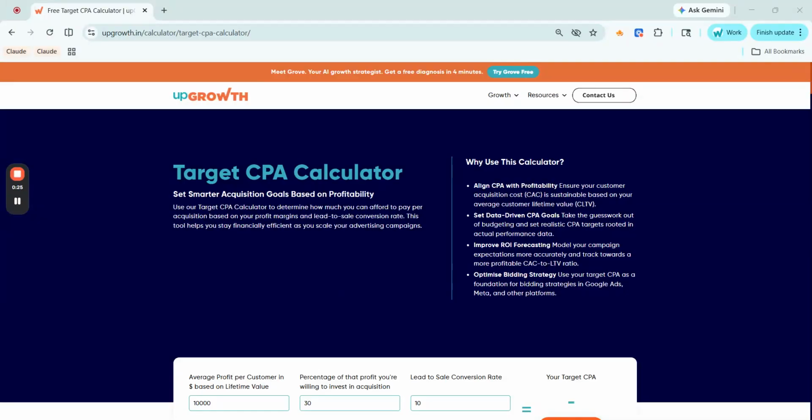So this is the target CPA calculator by Upgrowth. CPA is nothing but cost per acquisition. It is the maximum amount you can afford to spend on advertising to acquire one paying customer while still staying profitable. So it is built for performance marketers, media buyers, and founders who run paid campaigns on Google, Meta, or any other platform.